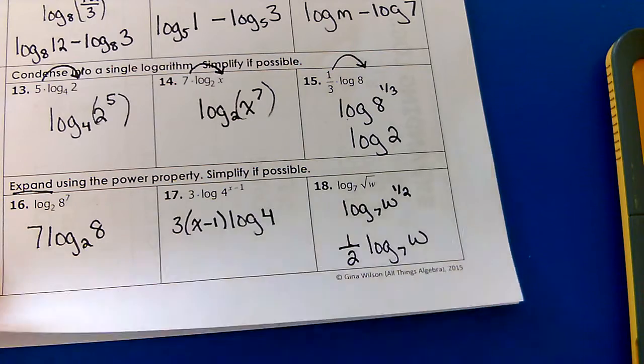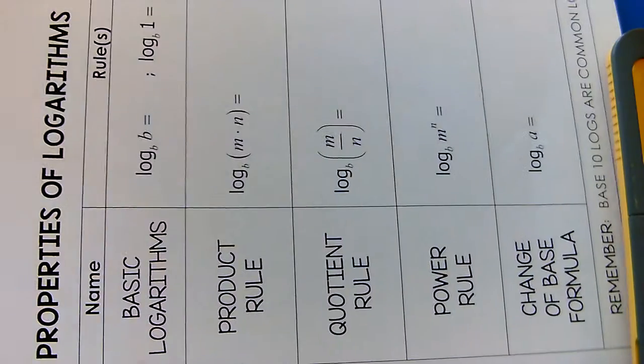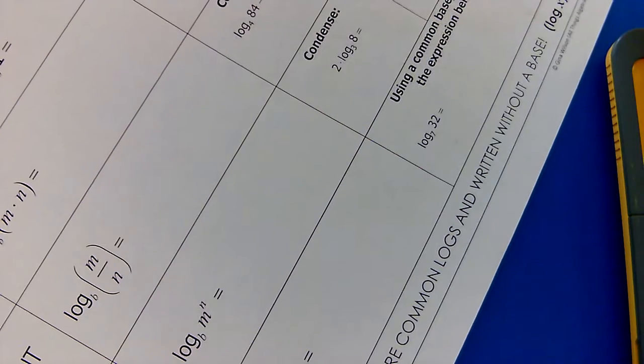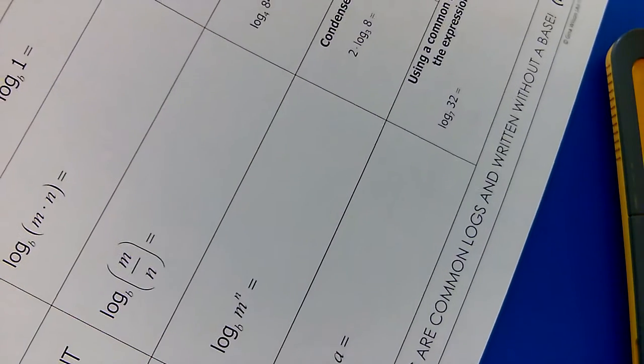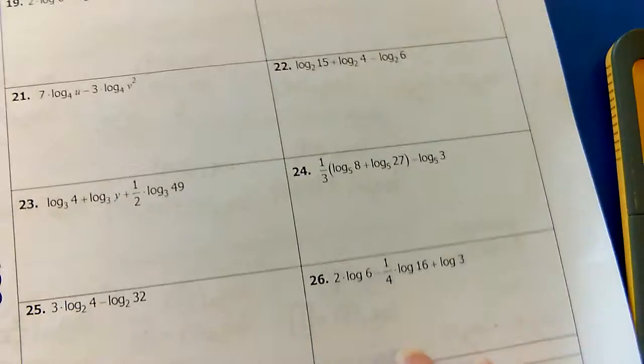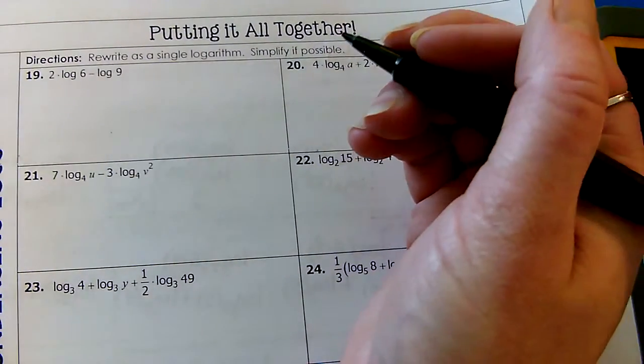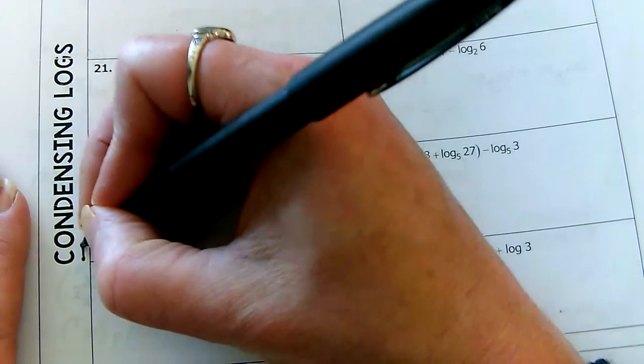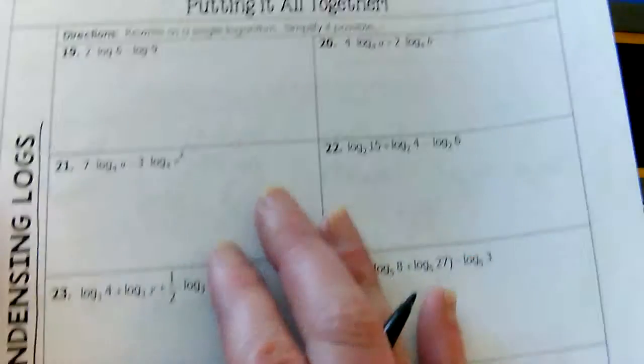Let's put it all together. And here's a little place for you to go back through and see if you can rewrite your rules over here. I'll put a copy of that up as well. Okay, so condensing. It says condensing. This means I'm going to condense it down to a single logarithm.